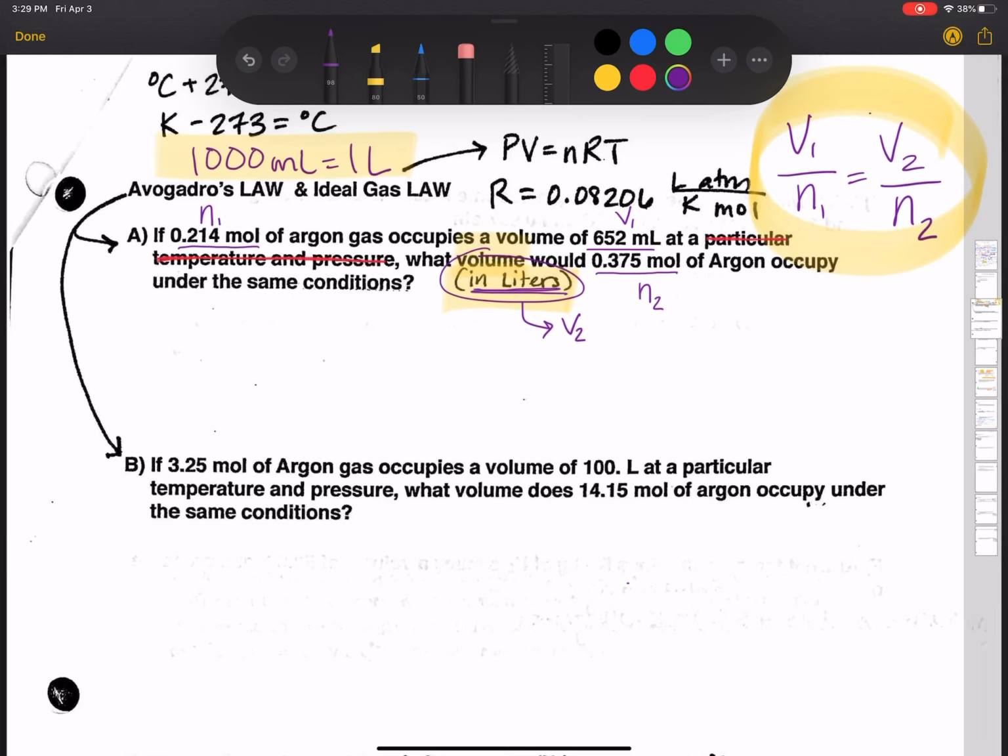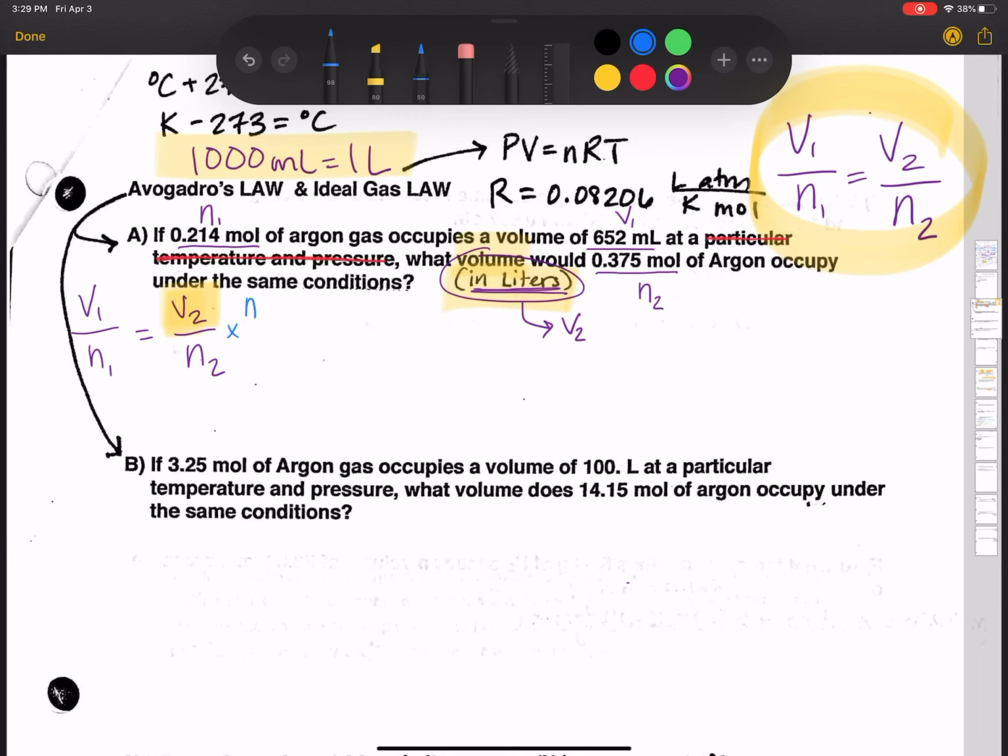That's my V1. So let me go ahead and set up the formula so I can isolate for my variable. Remember, our Avogadro's law is V1 over N1, and that's always going to equal V2 over N2. I'm searching for V2. So since I'm searching for V2, I want to get rid of N2, which is in the denominator.